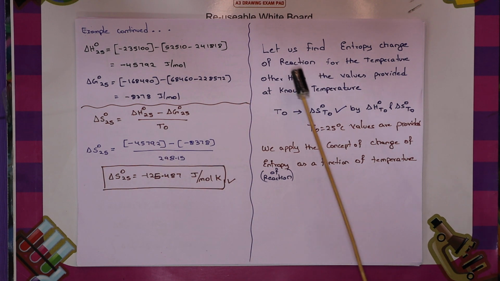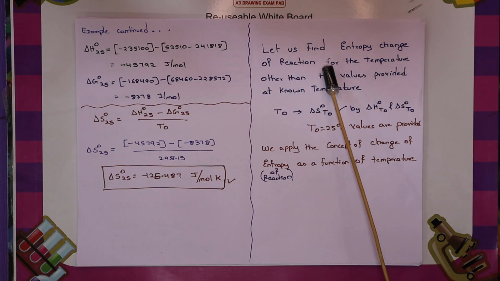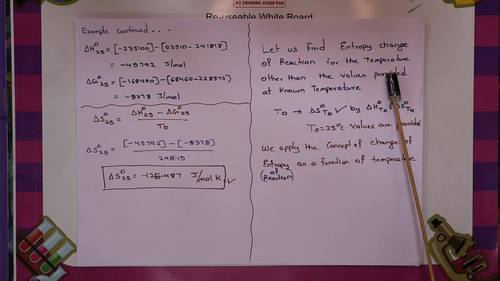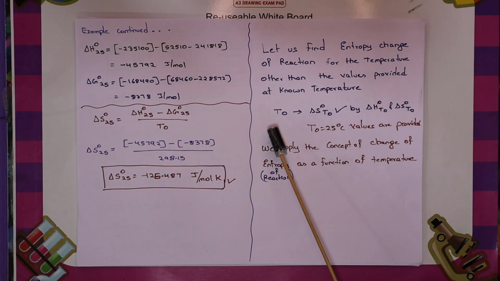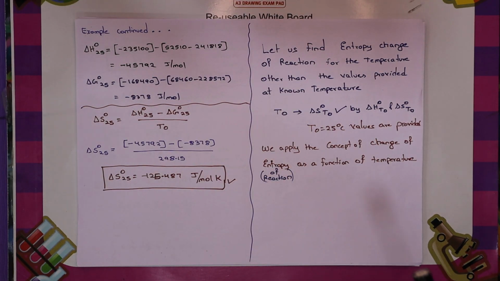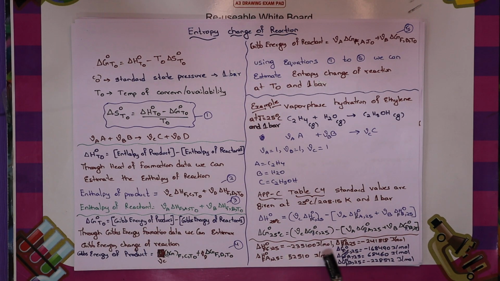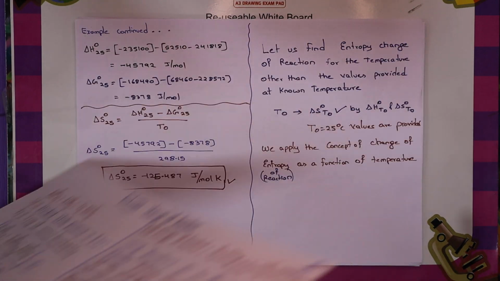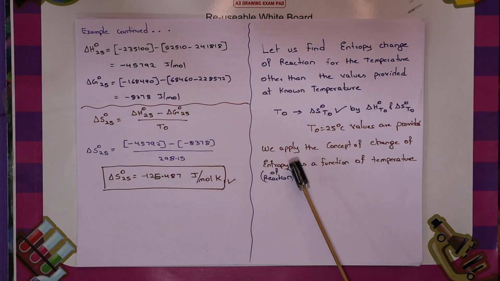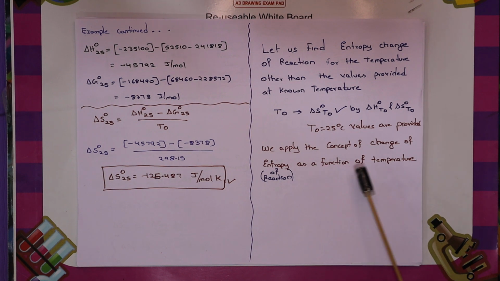So what is our next target? Let us find the entropy change of reaction for a temperature other than the known temperature. For example, these enthalpy and Gibbs energy values are given in the textbook at 25 degrees centigrade. And if you conduct the same reaction at another temperature other than 25 degrees centigrade, then how are we supposed to calculate the change in entropy at those conditions? That is why we have to apply the concept of change in entropy as a function of temperature.